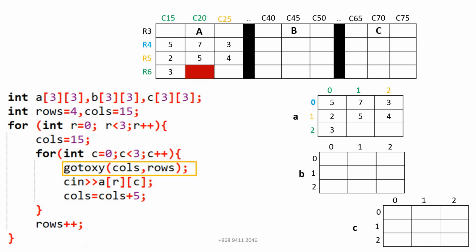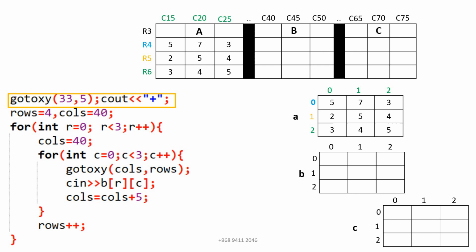Go to XY cols comma row, and then it will store the next element, meaning row number 2, column number 1. Then col = col + 5, it will increment 5 more into the column position, and then it will store the next value into position 2 of 2. In this way you can store the elements into the array A. As you know, array A is a two-dimensional array that is controlled by the row index and column index.